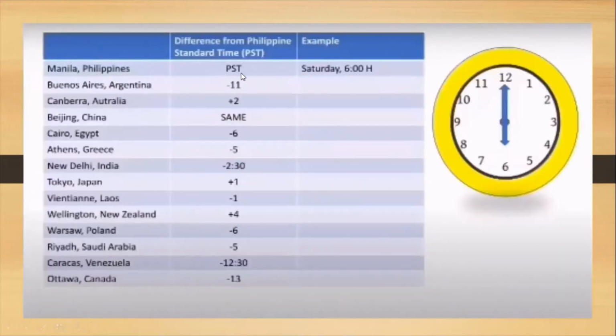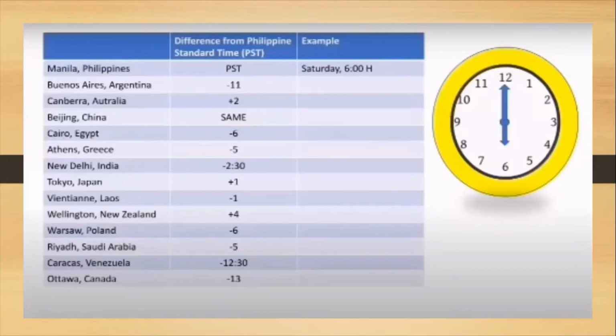So we have here PST, or Philippine Standard Time. Suppose the time right now is Saturday, 0600 hours. This is military time, or the 24-hour format. In the 12-hour format, this is 6 a.m., 6 in the morning. For Argentina, it is negative 11 hours, which means they are delayed 11 hours. For Australia, plus 2 means they are advanced 2 hours.